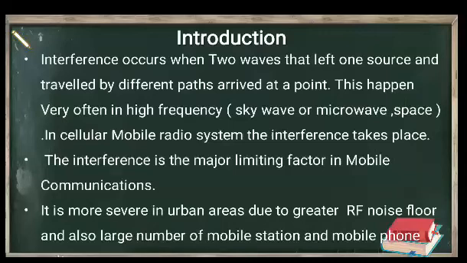Interference occurs when two waves that left one source and traveled by different paths arrive at a point. This happens very often at high frequency. In a cellular radio system, interference takes place. In cellular communication, we are operating on high frequency signals, that is microwave signals, and whenever microwave signals are operated, there is a possibility of interference. That interference will differ from area to area. In a city area the interference is more compared to rural areas, due to the number of base stations and number of subscribers.